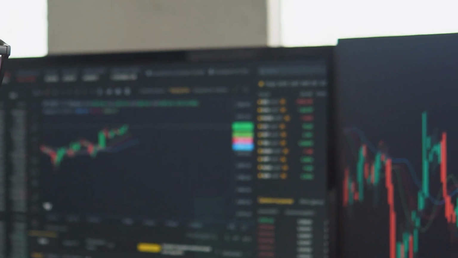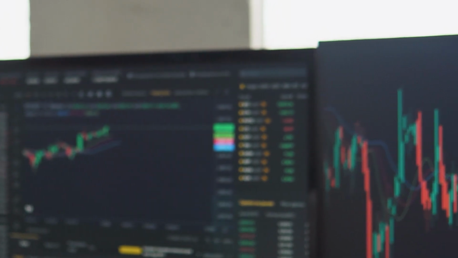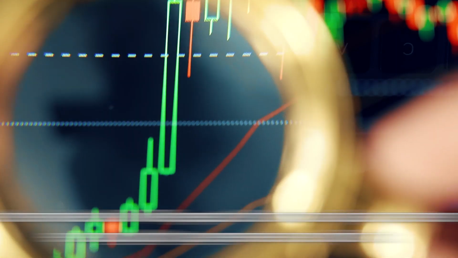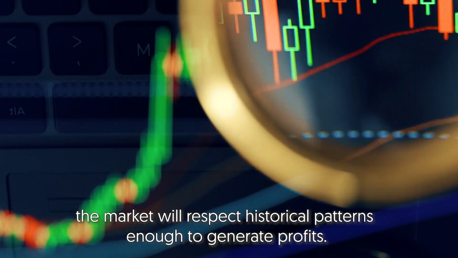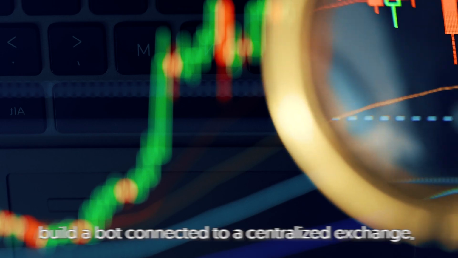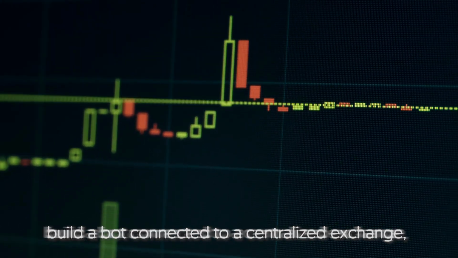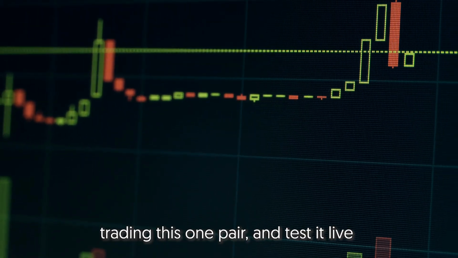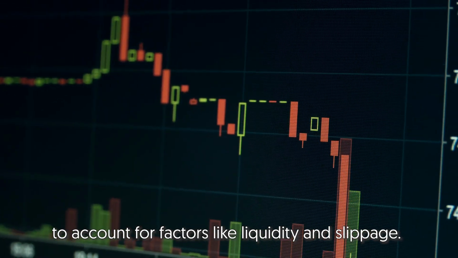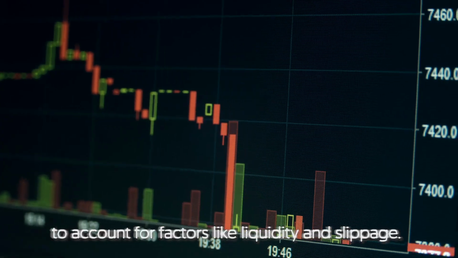Although we found a wide range of estimated profits from both manual simulations and TradingView, we'll assume that the market will respect historical patterns to generate enough profits. Our next step is to build a bot connected to a centralized exchange, trading this one pair, and test it out in a live setting with a small amount of money to account for factors like liquidity and slippage.